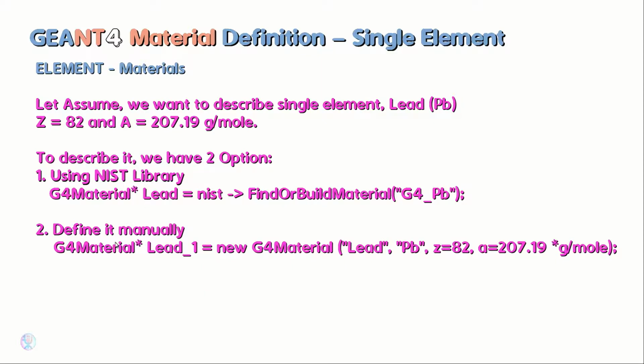Okay, now if you define it manually, the name is the same. You can write it down. It's up to you what the name is, and then you should insert something like new Geant4 material, and then this one is the name of your lead, and then this one is PB. It is called PB, and this is the sign, and this is the atomic number, and this is the atomic mass. Okay, so you should describe it clearly inside your material definitions.